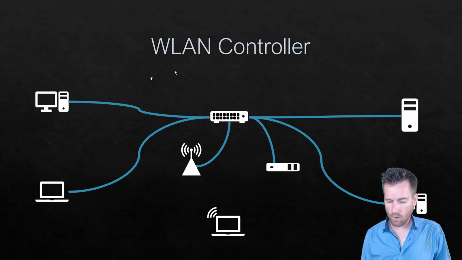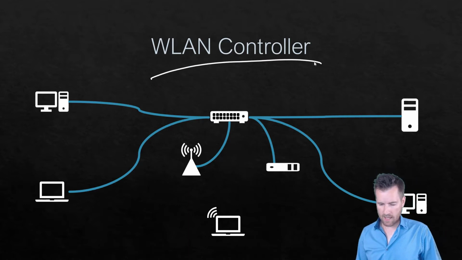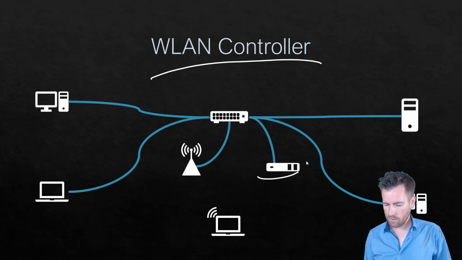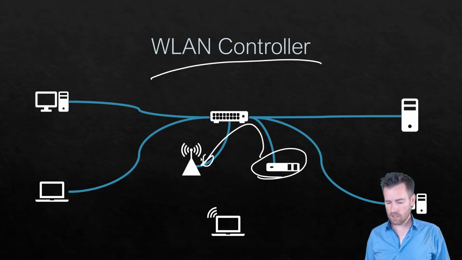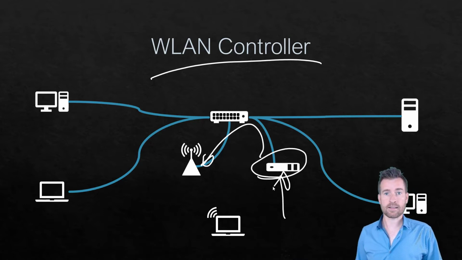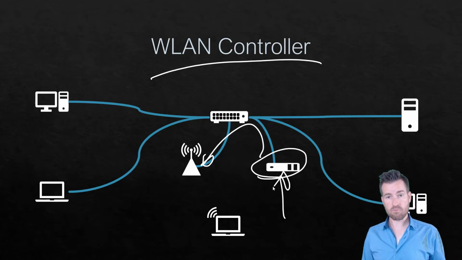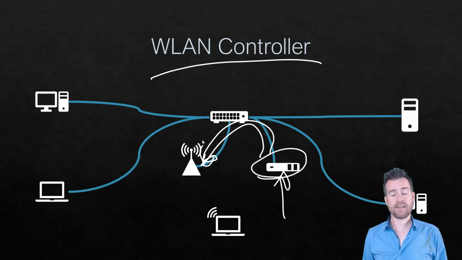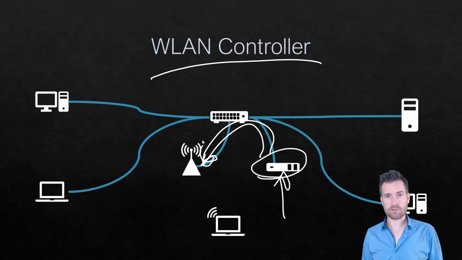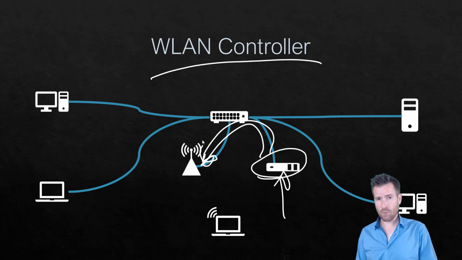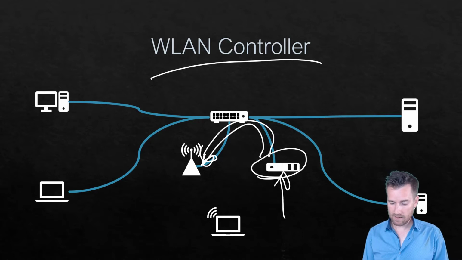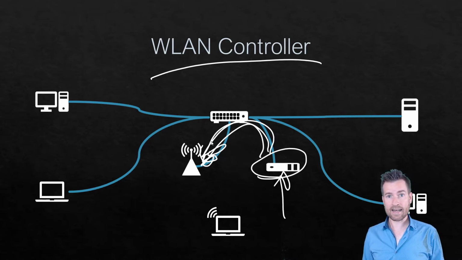Then we have a wireless LAN controller. A wireless LAN controller would be a separate device on your network that helps you manage your wireless devices. So you would go onto this wireless LAN controller and make configuration changes, and those changes then would affect the wireless access point, so you can manage it all from one spot.